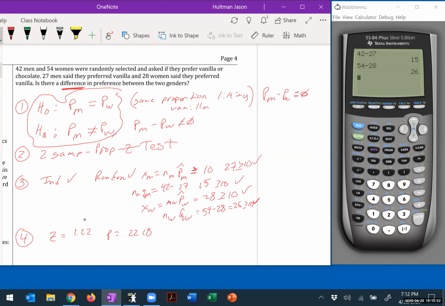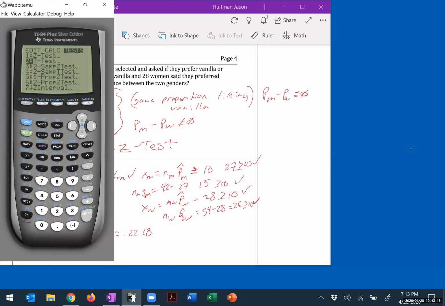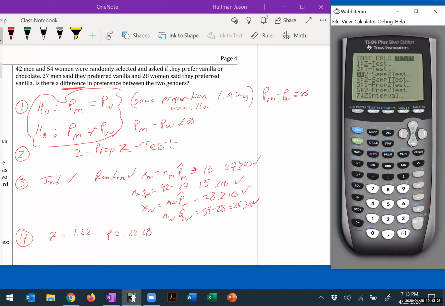So I'm going to go to Stat, Tests, and I want 2-PropZTest, which is number 6, I believe. I'm going to test my hypothesis test.